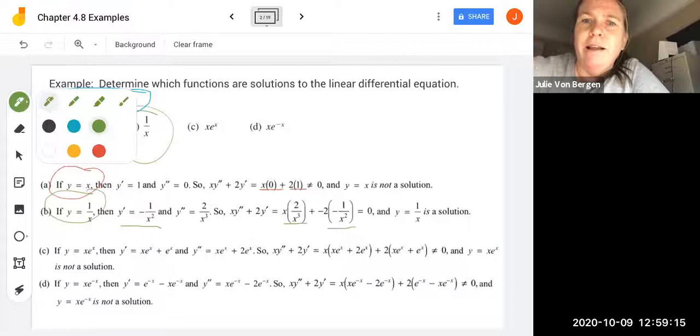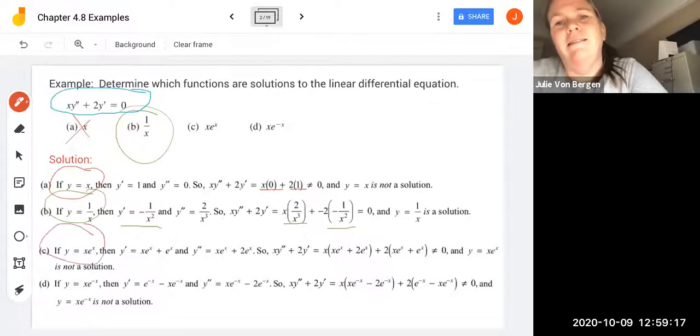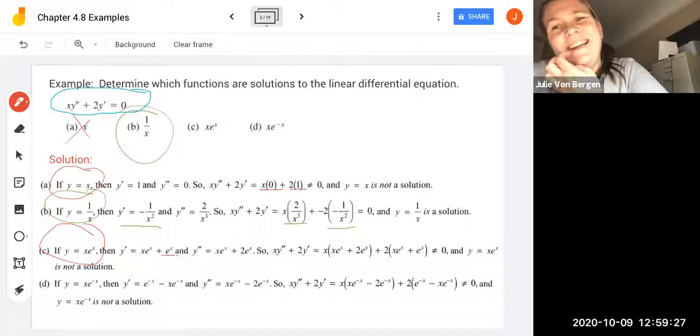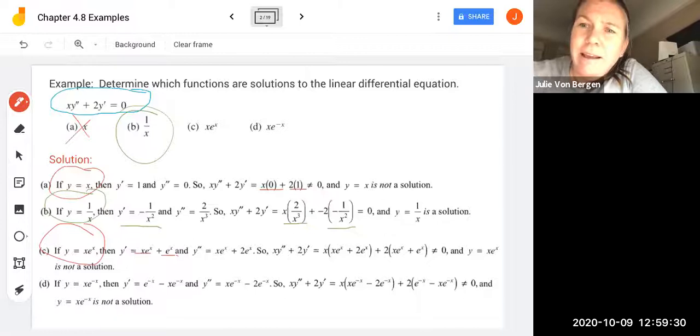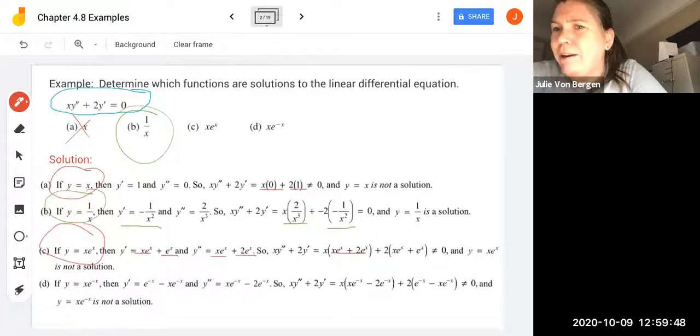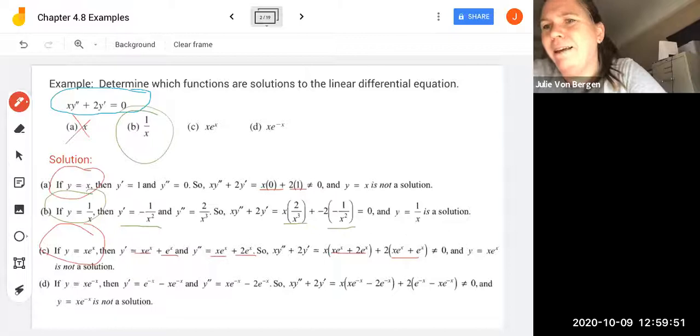And then we'll check our next function, if y equals x times e to the x. So the first derivative using the product rule there is going to be x e to the x plus e to the x. And then the second derivative is going to be x e to the x plus 2e to the x. You'd use the product rule on the first term there and then combine like terms. So if we plug these values in, we're going to have x times x e to the x plus 2e to the x, plus 2 times this quantity, x e to the x plus e to the x.